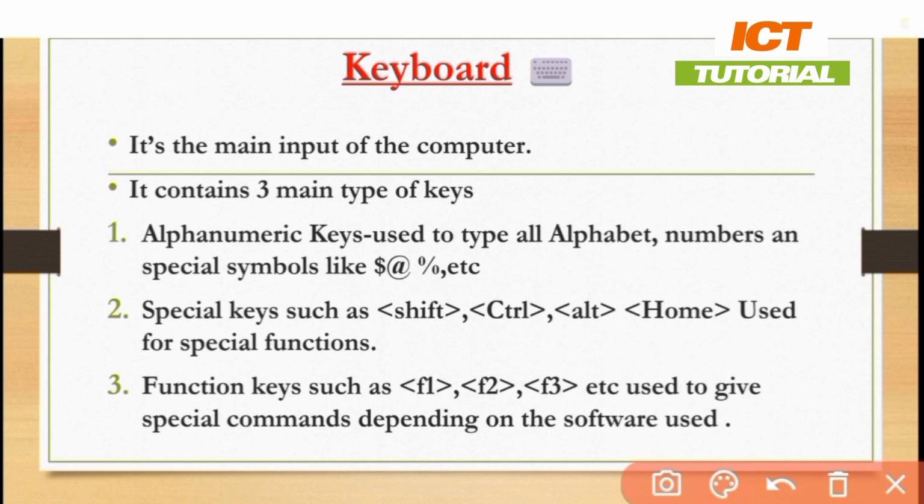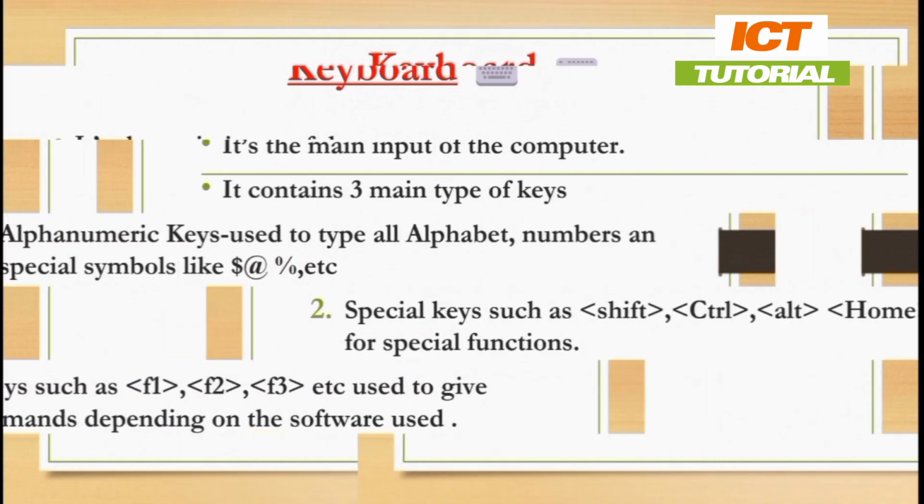So if you're asked to give three main type of keys in a keyboard, you have alphanumeric key, special key, function key, and you may be asked to give examples. So alphanumeric, you remember, is A, B, C, D, E, and numbers and special symbols like at, percentage, and whatever. Special keys are used for special function: shift, control, alt, home. Function keys begin from F1 to F9. So let's check on the keyboard.